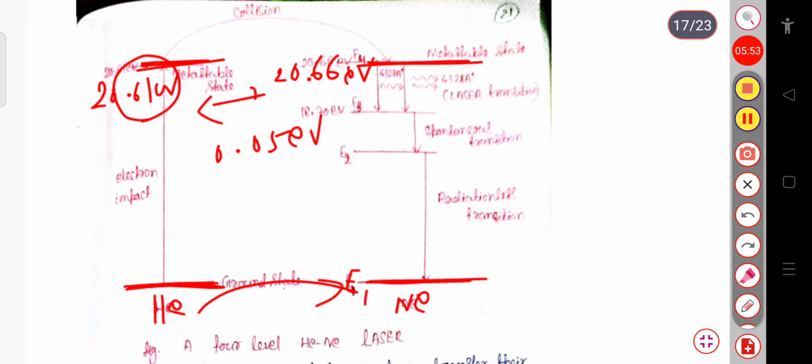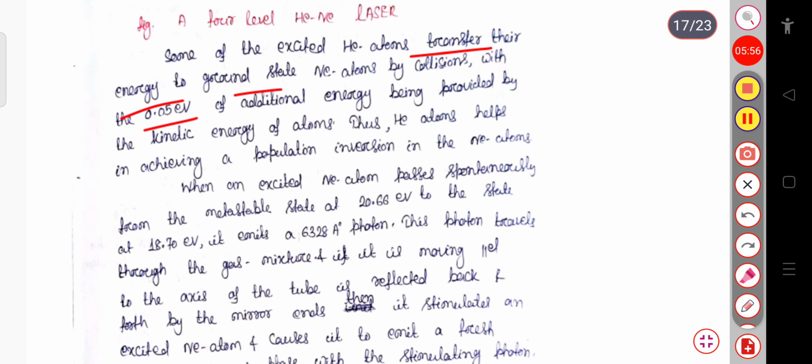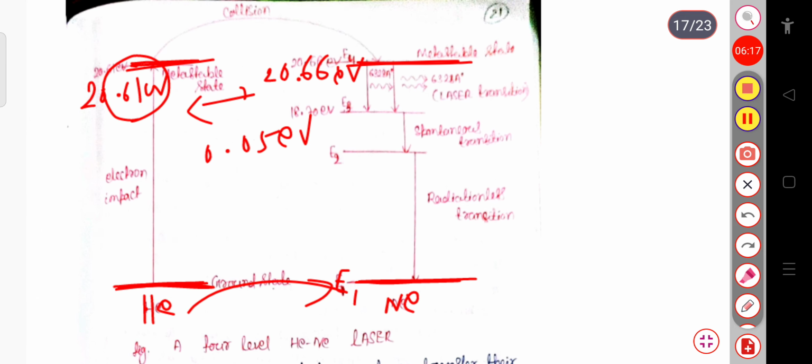Okay. So this 0.05 electron volt of additional energy is being provided by the kinetic energy of the atom, so that this helium atom transfers its energy to the ground state neon atom by the collision. Hence, the helium atom helps in achieving a population inversion in the neon atom. Population inversion means the maximum number of atoms will be available at the higher state as compared to the lower state. That is called your population inversion.